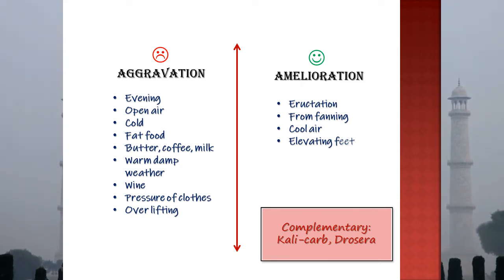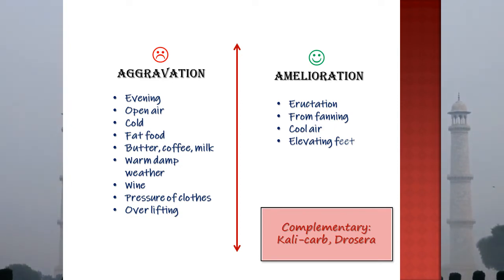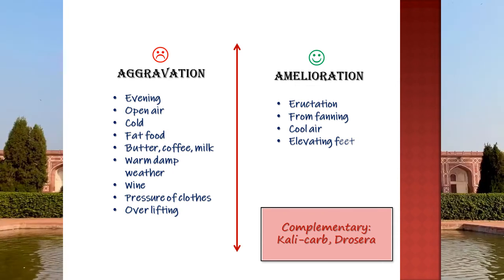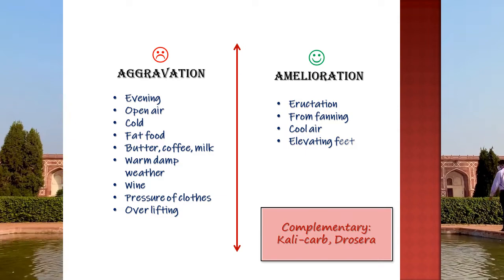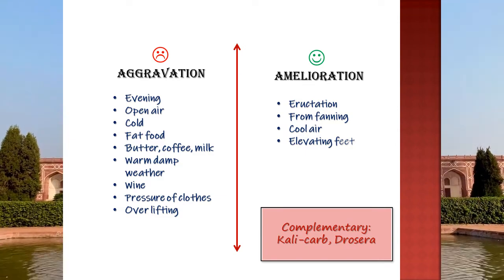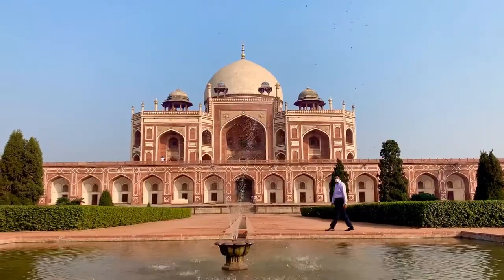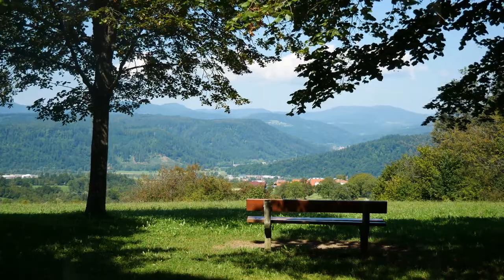And complementary, Carbo Veg is complementary to Kali Carb and Drosera. So this is all about the important ameliorating symptoms, eructations and elevating, and you can say the cool air. And there you can see the difference between the open air and cool air. Open air is an aggravating factor, and cool air is amelioration. Wants to be faint, but not that quick faint like in Lachesis.